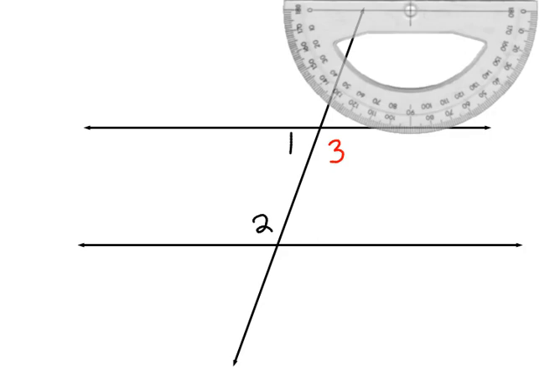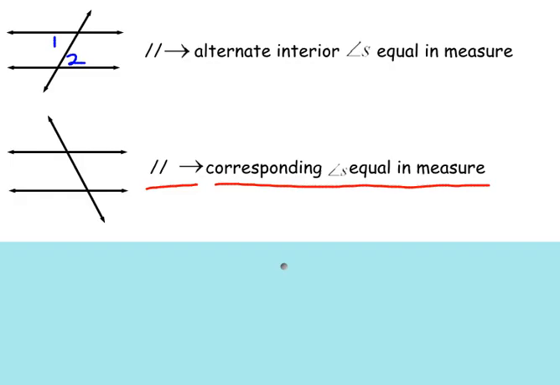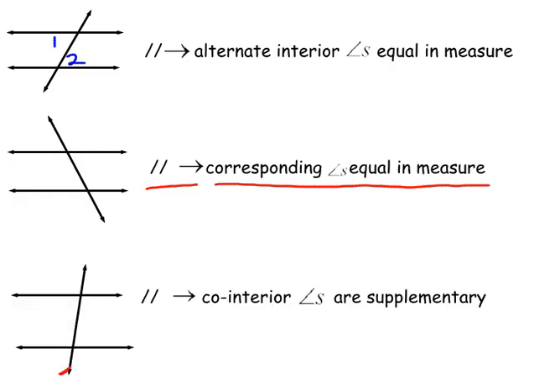So if 1 and 3 are supplementary and 2 is the same as 3, what do I know about 1 and 2? They're supplementary, and we're going to do a proof of that in your homework. So that's your next theorem: if parallel lines are cut by a transversal, then co-interior angles are supplementary. Here's the last abbreviation that you need. Parallel lines implies co-interior angles are supplementary. Be sure you're identifying at least one set for each one of those so that you have a picture to go along with it in your notes.